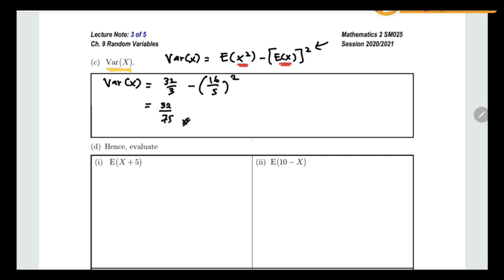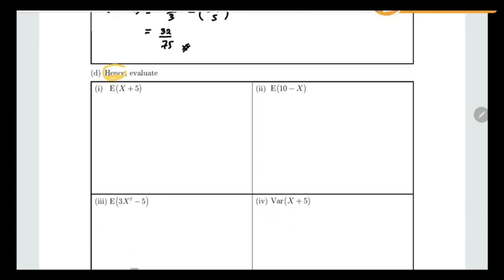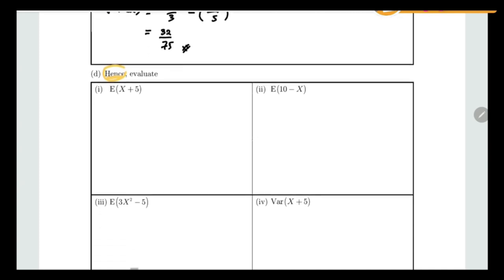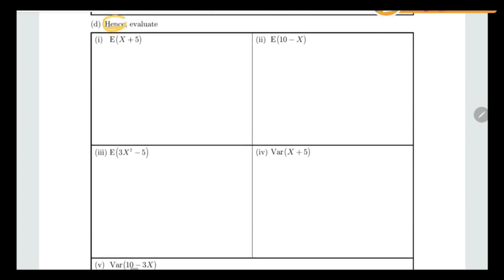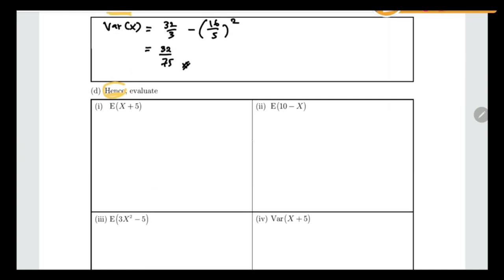Okay, next is part D. The question starts with the word hence. We are going to start with hence, evaluate the given questions. It means that for this part, all the given questions need to be answered using whatever we have calculated in the previous part. If we go through all the questions, you have to find the expected value and the variance with different values. So how are we going to evaluate all those questions? Of course, we are going to use the properties of the expected value and the variance.